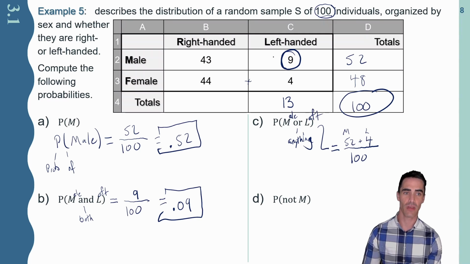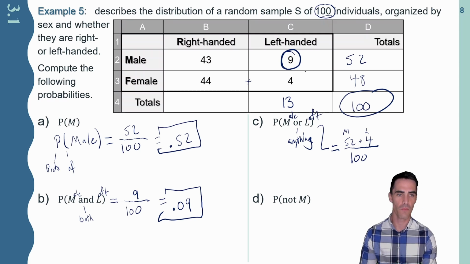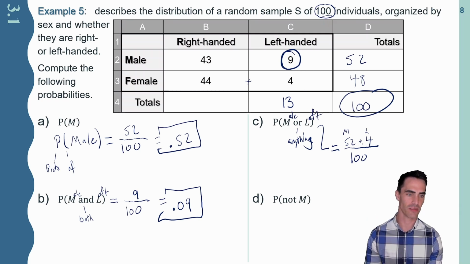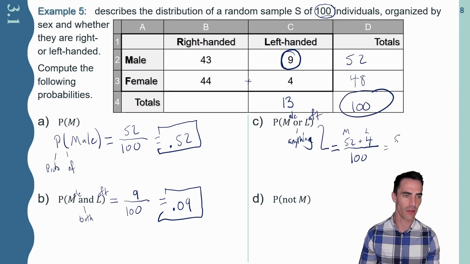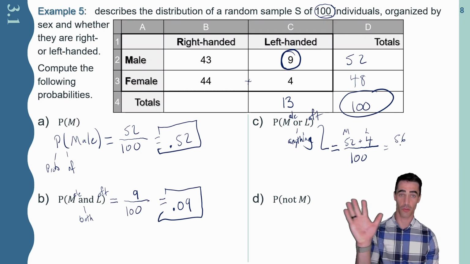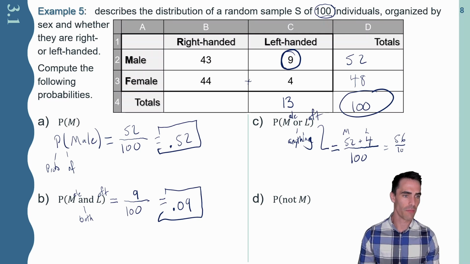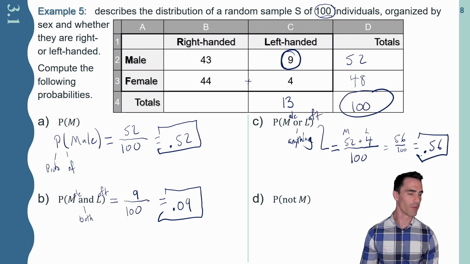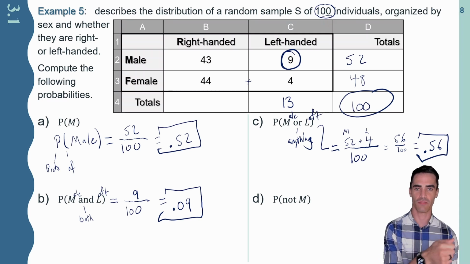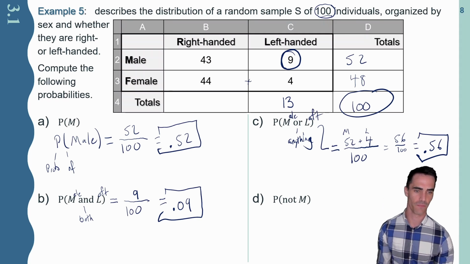I have my 52 males, that row, and then the 4 left-handed individuals that I missed. And so altogether, that should be 56 individuals that are doing what we want them to do, divided by the 100. As a decimal, that should be 0.56. And that's the probability that we get male or left-handed when we close our eyes and pick somebody at random.